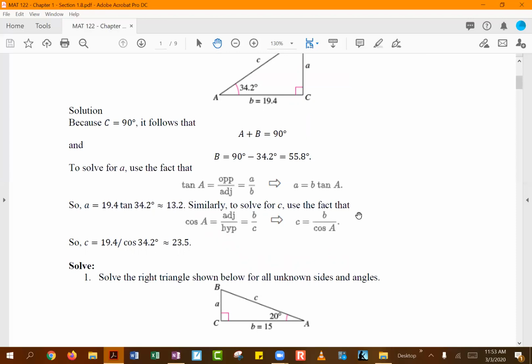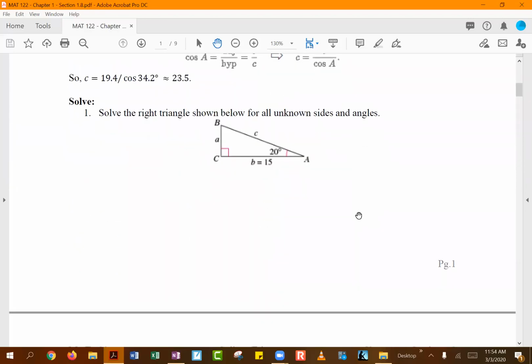Now, one thing I will tell you guys when you're working through these, always try to go with the given values. So since they gave us the 34.2 angle and they gave us the 19.4 as the side, you probably want to do calculations involving those numbers, because usually what happens is the missing sides you are finding will be rounded answers when you're doing these calculations. So try to avoid as many rounded answers in your calculations as you can. So stick with the original values that were given to you.